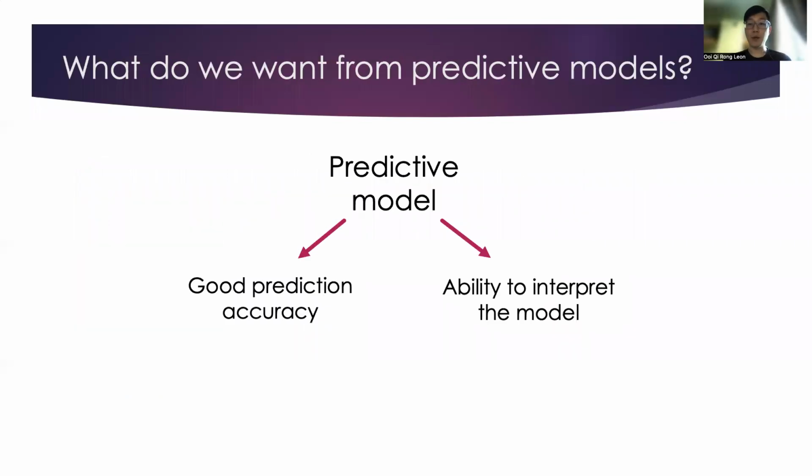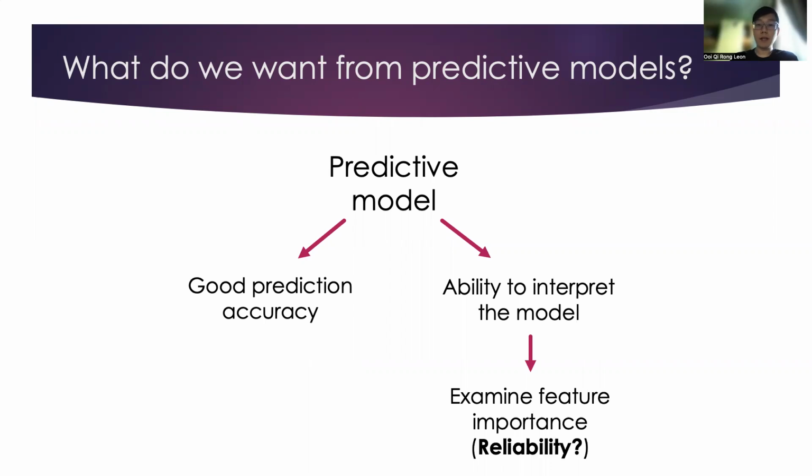When building a predictive model, we're normally concerned with two things. Firstly, does the model have good prediction accuracy? And secondly, can we interpret the model to understand the underlying processes in our brain? For this, we often look at the feature importance of our model. However, when examining feature importance, there's something important that we need to consider: the reliability of the feature importance.